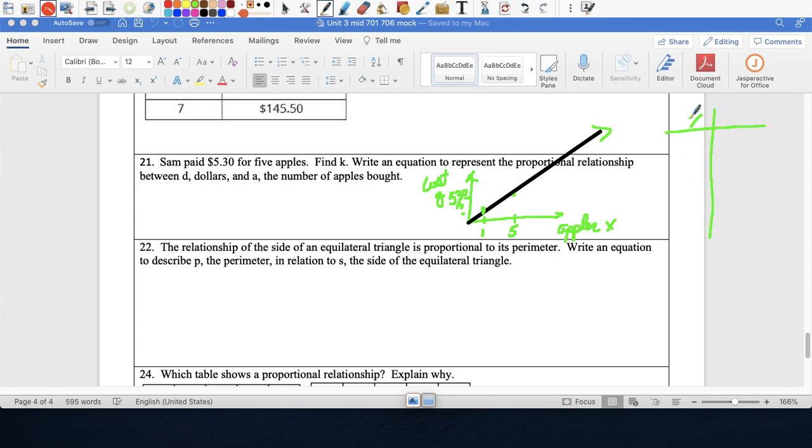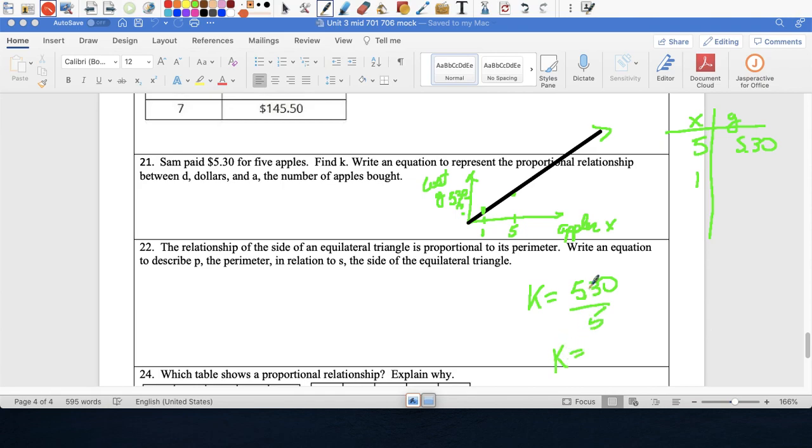So we have a couple of points. We have x, y. We have that when she bought 5 apples, she paid $5.30. When it's 1 apple, how much will she pay? Well, we can easily find that, right? So let's do that. So K, our constant of proportionality, is $5.30 over 5.